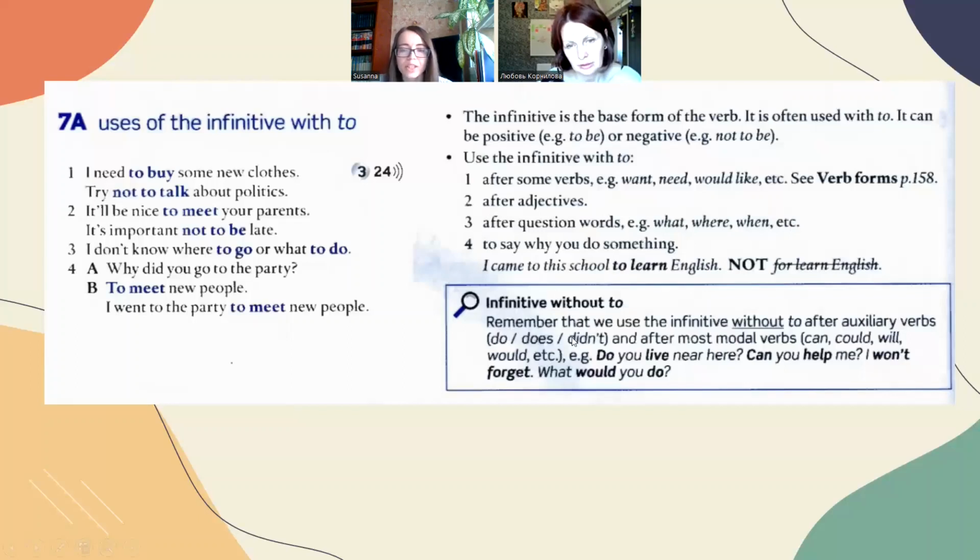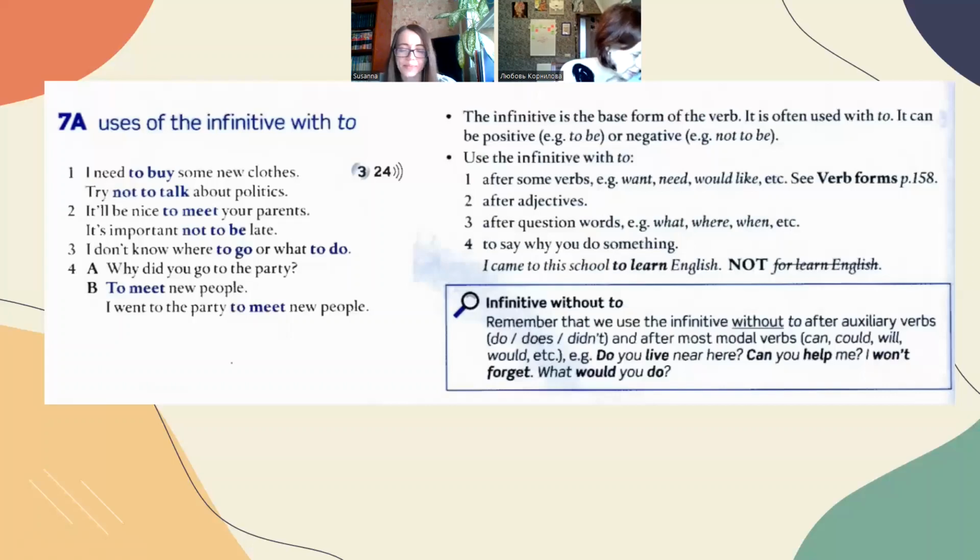But remember that we use the infinitive without to after auxiliary verbs such as do, does, didn't, and after most modal verbs: can, could, will, would, and so on. So in these cases, we use the infinitive without to. Okay, is it clear?